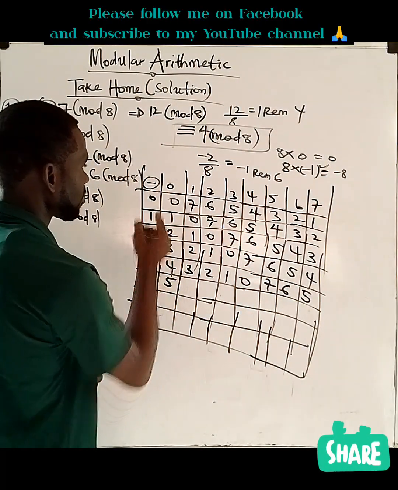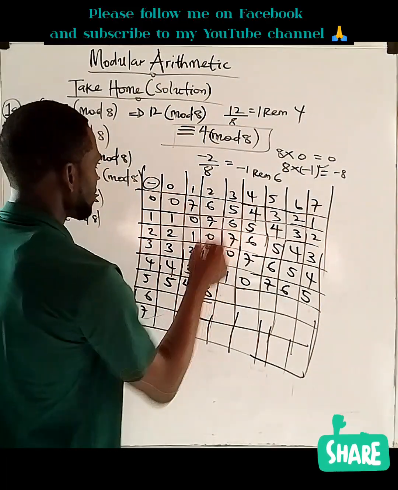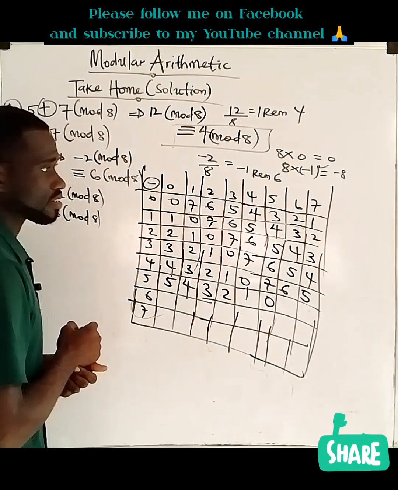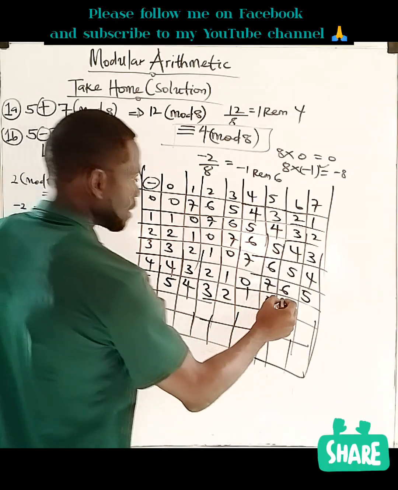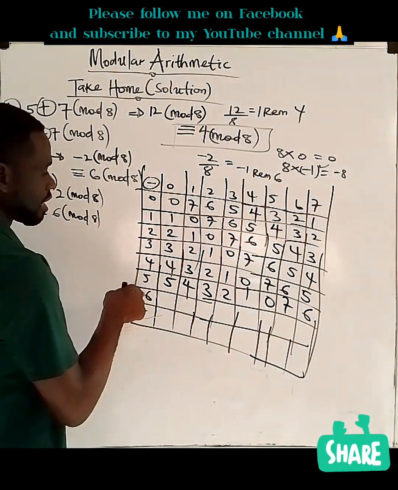So yeah, 5 minus 0 is 5. 5 minus 1 is 4. 5 minus 2 is 3. 5 minus 3 is 2. 5 minus 4 is 1. 5 minus 5 is 0. 5 minus 6 is minus 1, to be written in modulo 8. That will give us 7. 5 minus 7 is minus 2, to be written in modulo 8. That will give us 6. So we have a penultimate number.